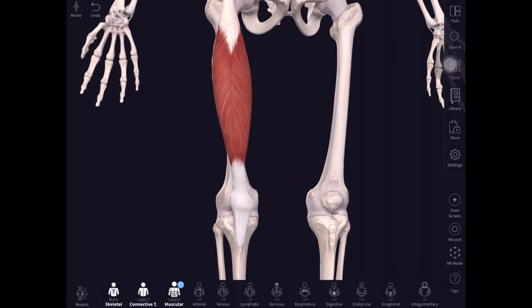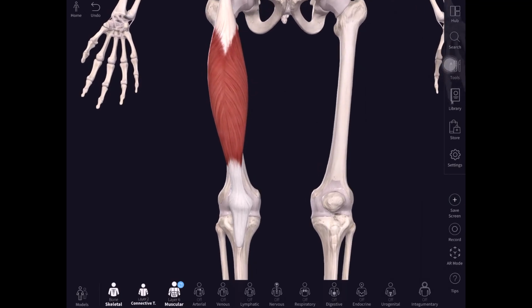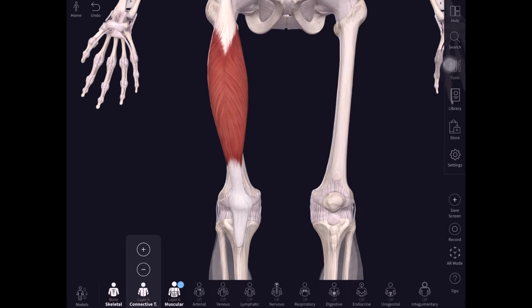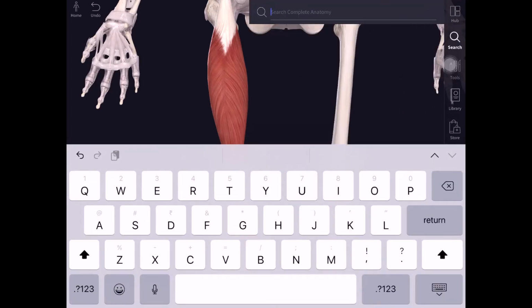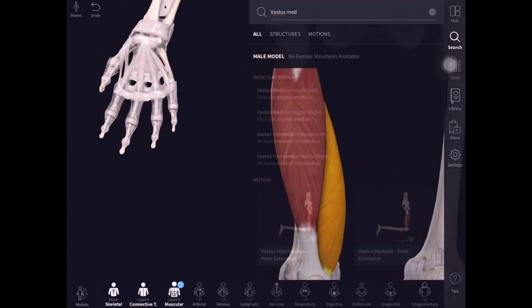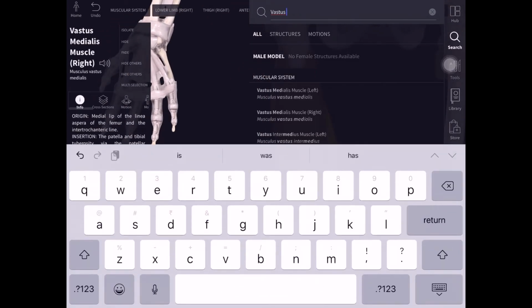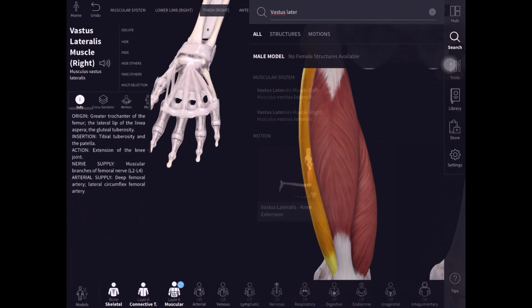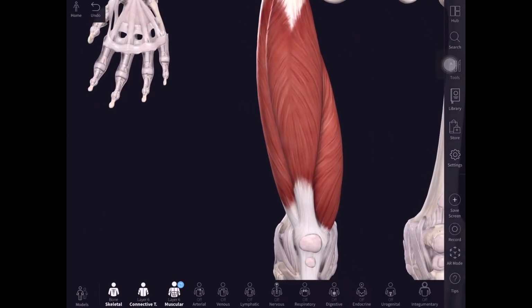So I have to add vastus medialis and vastus lateralis. Vastus medialis, right, vastus lateralis, right. Now look at this.